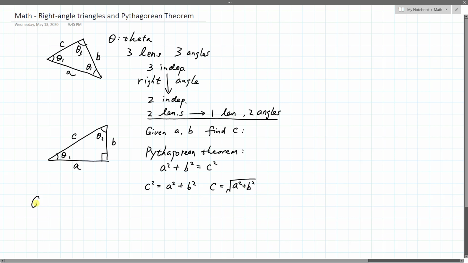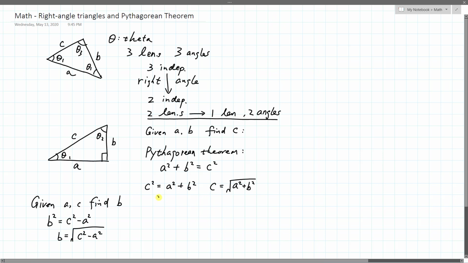So what if you're given A and C, and need to find B? We still use the same equation, except that we subtract A squared on both sides, so that on the left side A squared is gone, and on the other side A squared becomes negative. Now if we take the square root of both sides of the equal sign, that's how we can find B if we're given A and C.